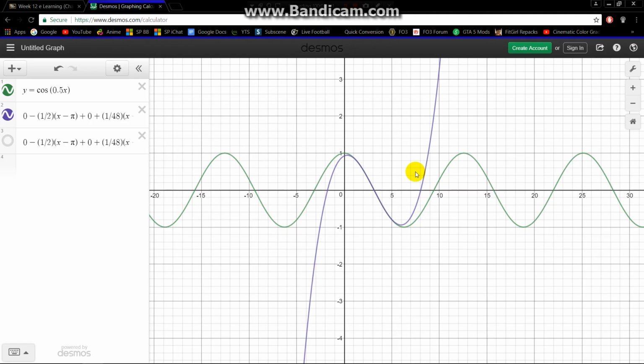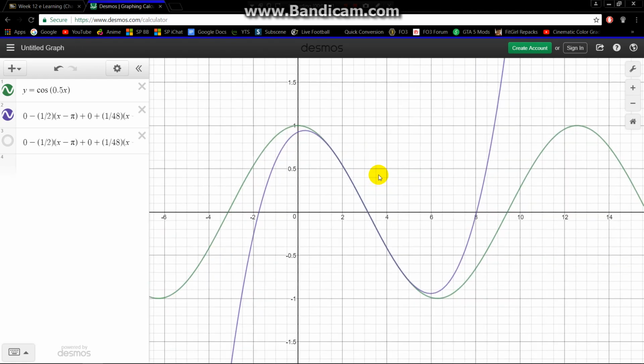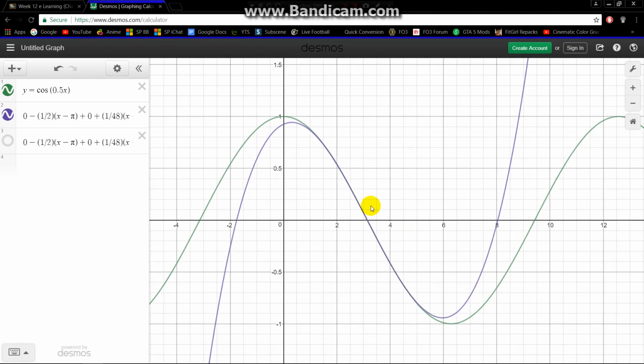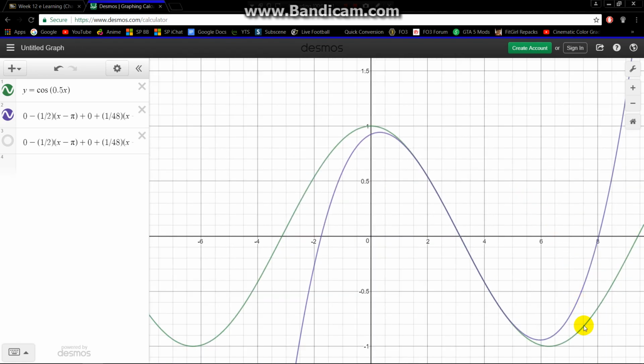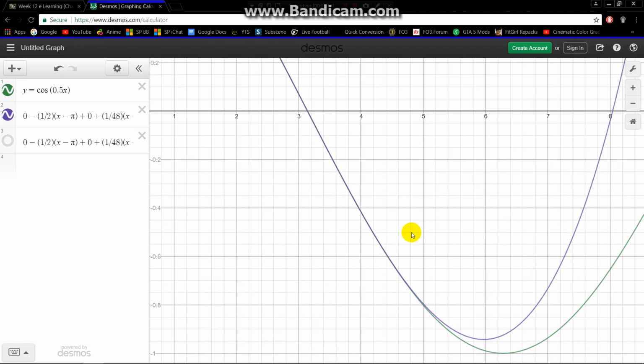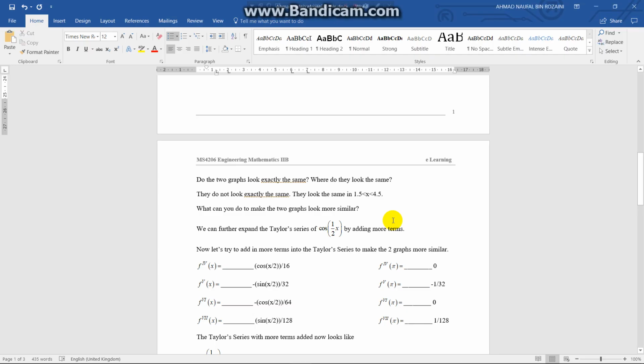To me, they don't exactly look the same. They only look the same like from 1.5 to 4.5. So next question is, what can you do to make the two graphs look more similar? We can further expand the Taylor series of cosine half x by adding more terms.